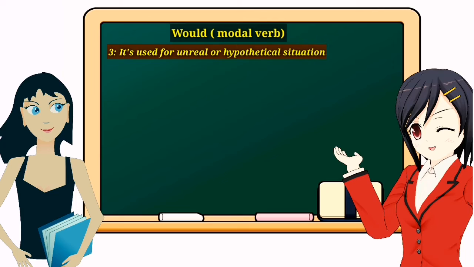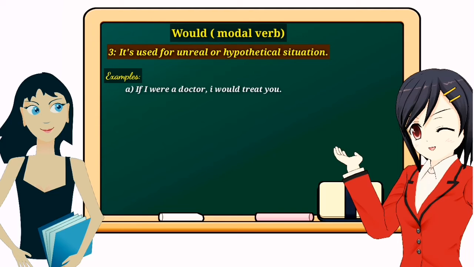It is used for unreal or hypothetical situations. What does it mean? It means that when we talk about a situation that is unreal and hypothetical, we can use would in order to show it. For example, just look at the sentence. If I were a doctor, I would treat you.